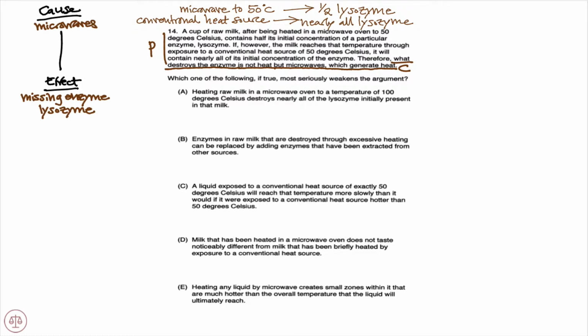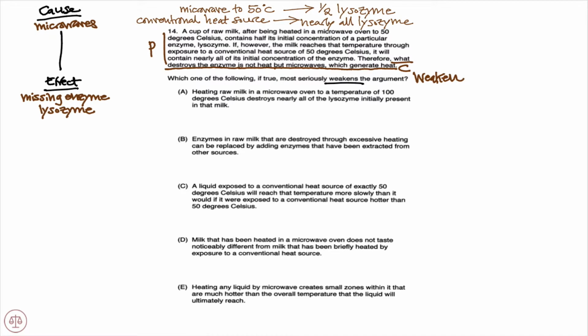So now that we have a clear understanding of this argument, it is a cause and effect argument, let's proceed to the question stem, which says, which of the following, if true, most seriously weakens the argument? So this is clearly a weaken question. So we're trying to weaken this argument that what is destroying this enzyme lysozyme is not heat, but microwaves. So let's take a look here at A. Heating raw milk in a microwave oven to a temperature of 100 degrees Celsius destroys nearly all of the lysozyme initially present in that milk.